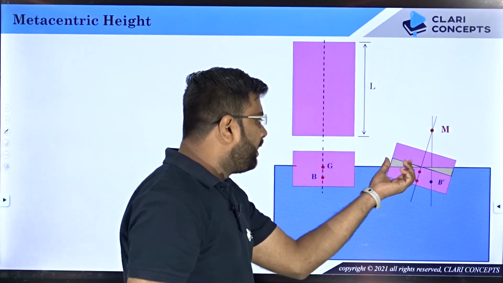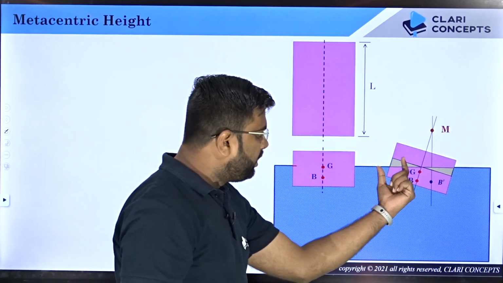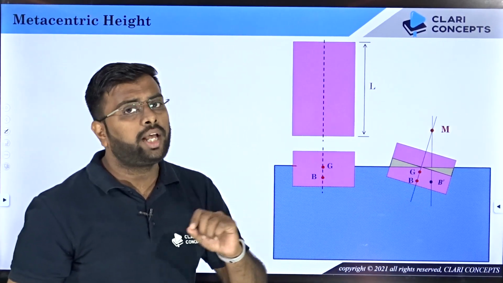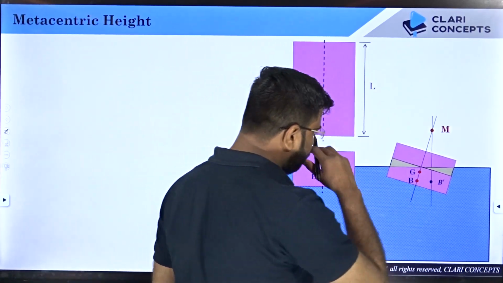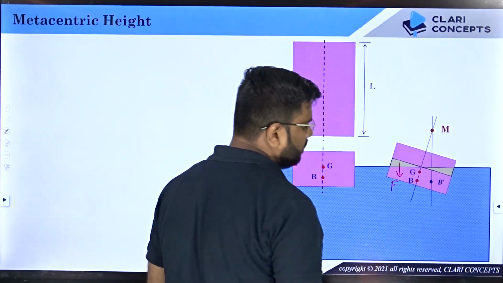Earlier this portion was the one where the buoyancy force was acting, but now when it came out of the fluid, the buoyancy force is not acting on this body. So net, if you want to see the effect, I can say that the force is actually acting downward, right?